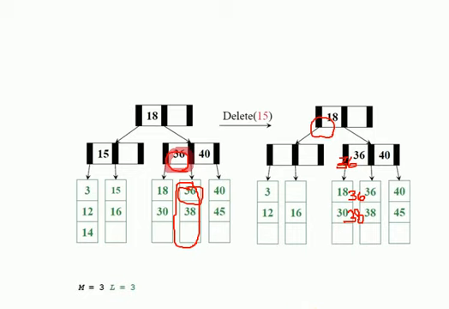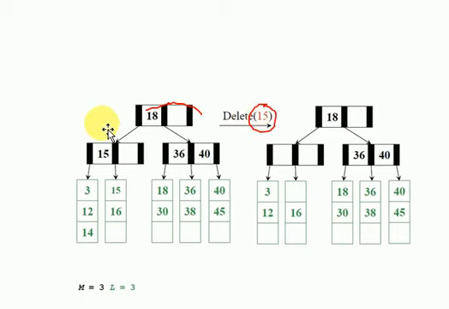After deleting the 32, the tree will look like this, as we have already seen. Now let's say in the given tree I want to delete 15. So if I look at the given B plus tree, 15 I will find at this point. Again, 15 is present in the index node and it is also present in the data node.